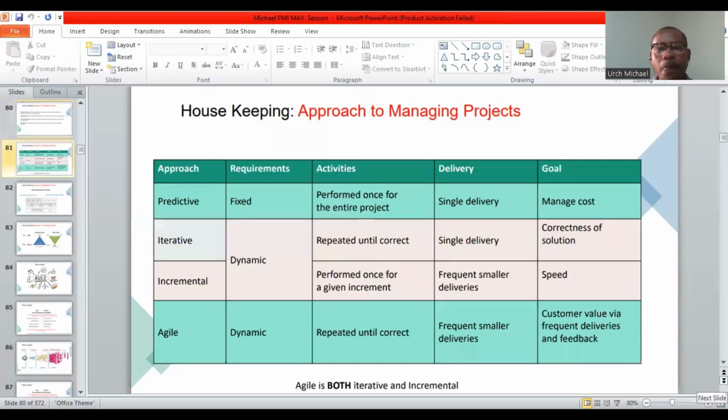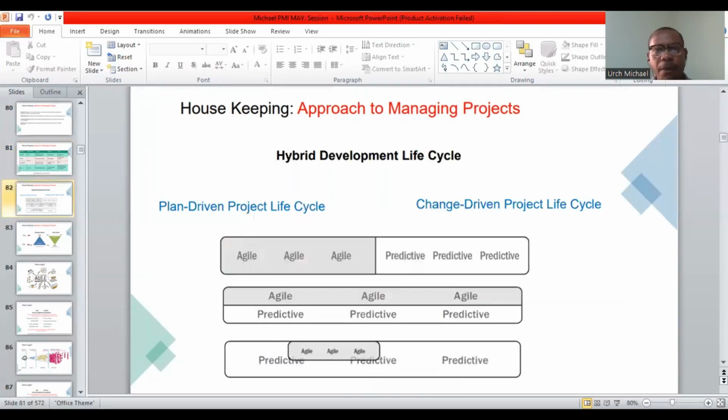The table we see here is just a very simple summary of everything I've explained so far about the various methods being used. As we advance, you're going to see that Agile is both iterative and incremental. We're also going to look at a situation where we find the predictive methodology or life cycle being hybridized with the Agile. We call that the hybrid methodology, and that is what we see here, the hybrid development life cycle. So these are the development life cycles.